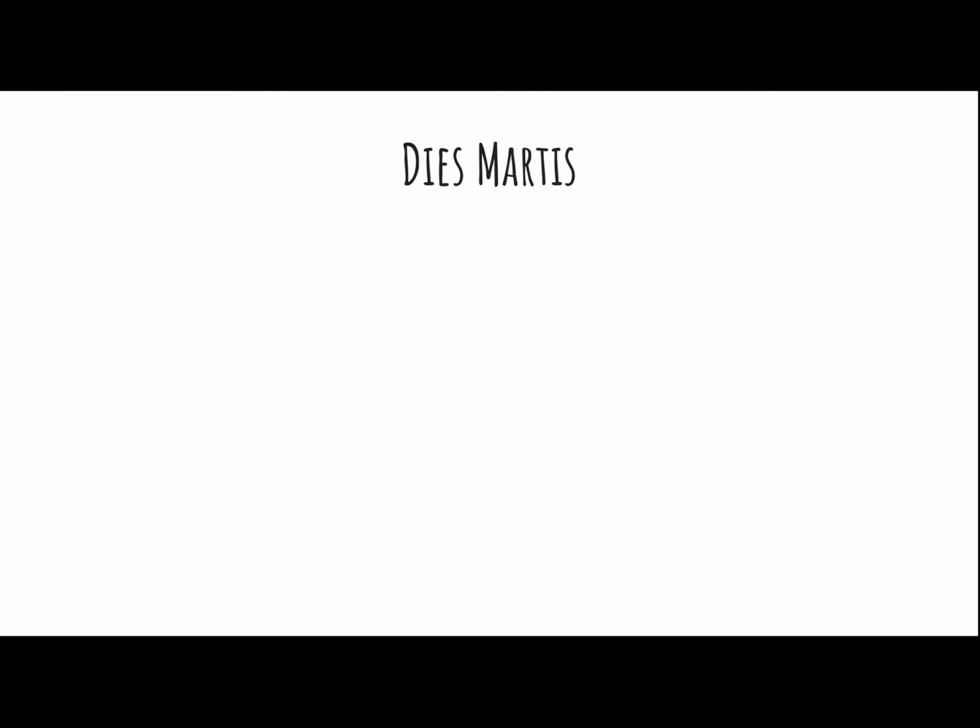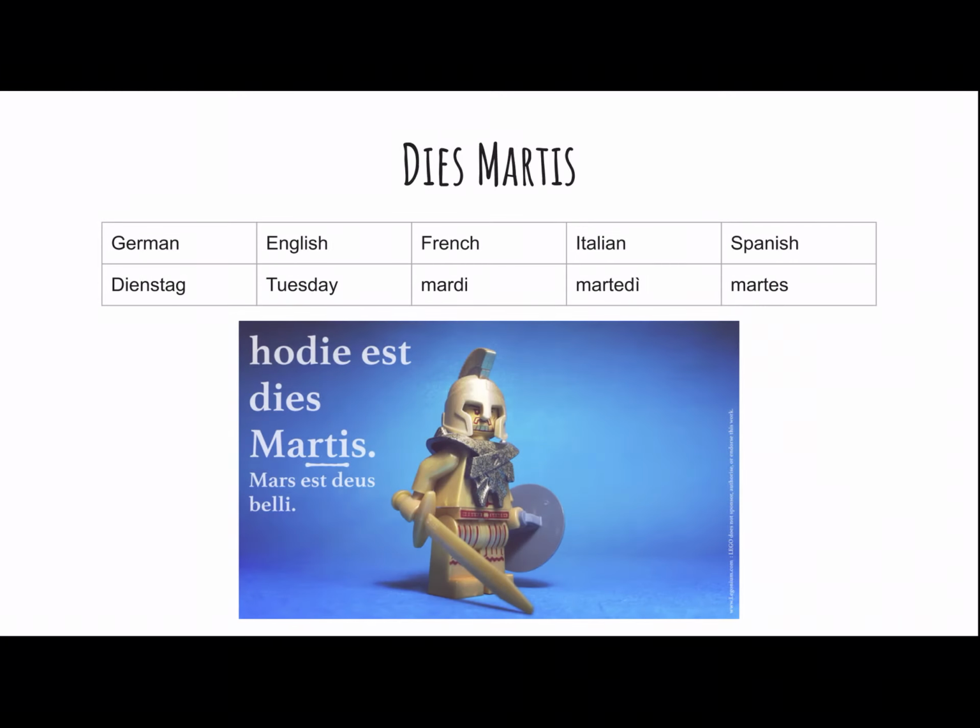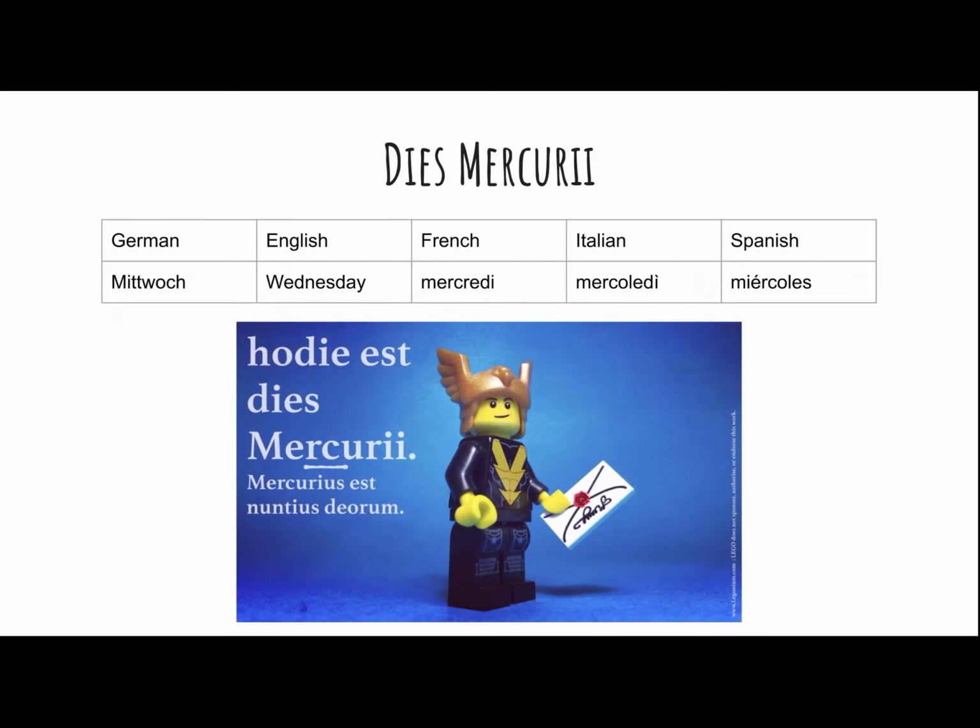Dies Martis, the day of Mars, or Tuesday. Hodie est dies Martis, Mars est deus belli. Dies Mercurii, the day of Mercury, or Wednesday. Hodie est dies Mercurii, Mercurius est nuntius deorum.